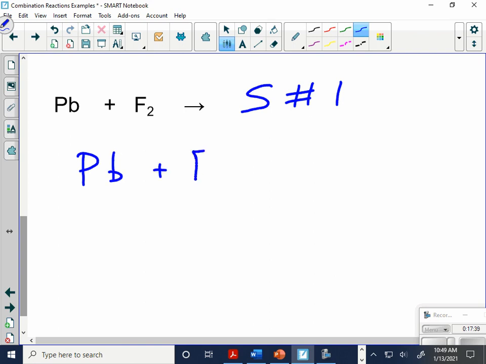Pb plus F2 yields. Now, it tells me that I have either a metal and a nonmetal, a nonmetal and a nonmetal, or 2 metals. So in this particular case, I know that lead is a metal. I know that F2 is fluorine, which is a halogen. Halogens are nonmetals. So what I have here is a metal plus a nonmetal. So this is giving me a salt. What is my salt going to be? Well, it's going to be lead fluoride.